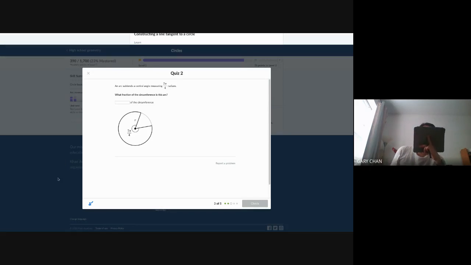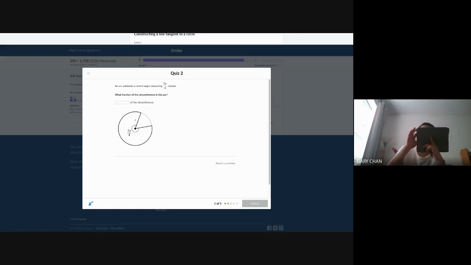All right. So an arc subtends a central angle measuring 7 pi over 4 radians. What fraction of the circumference is this arc? Okay, so this one requires a little bit of thought, actually not that much more. You're given the central angle, which is 7 pi over 4. You're not told what the radius is. You're just asked, what is the fraction of the arc length compared to the entire circle?